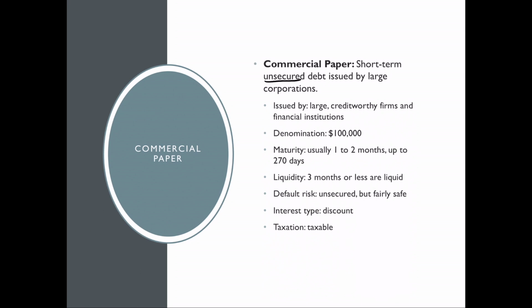With the liquidity of commercial paper, 3 months or less are fairly liquid. The default risk is that they are unsecured, but they are still fairly safe. Typically, the financial condition of these firms and financial institutions can be monitored and predicted over the short time period of their commercial paper. So they are fairly safe investments. The interest type is discount. Once again, these are issued at a discount of face value and pay out face value at maturity. And once again, these are taxable.